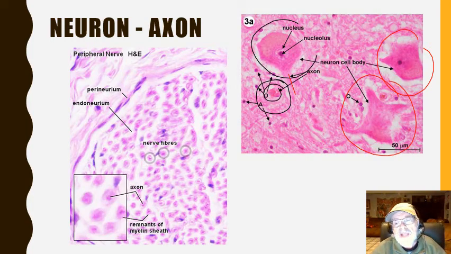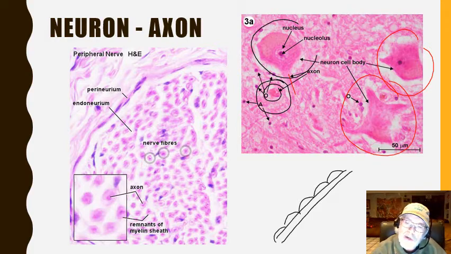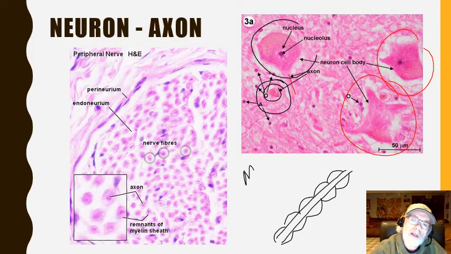What happens is, and we'll talk more about this when we talk about nerves a little bit later, the axon sometimes is surrounded by a sheath around the outside. The sheath is called a myelin sheath. It wraps all the way around. And nerves whose axons are myelinated travel faster.